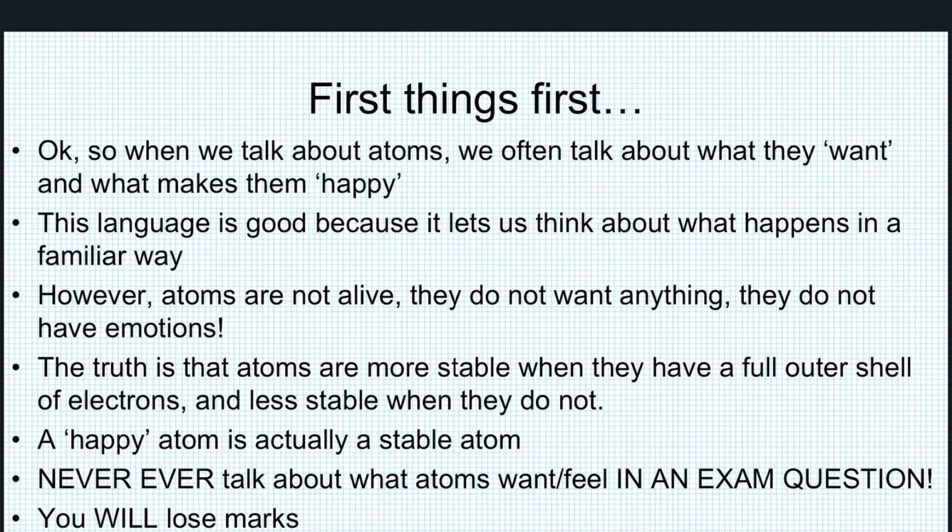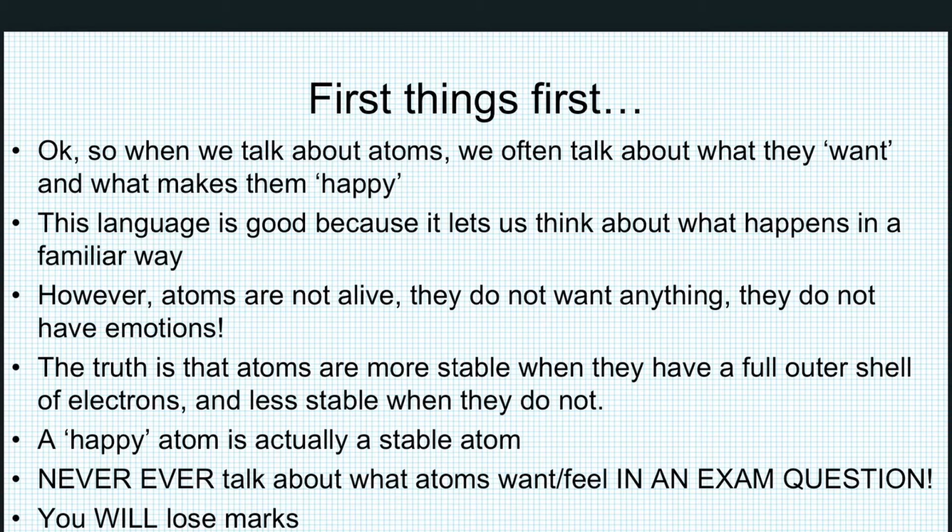So this is really important. When we teach about science, when we teach about atoms and bonding and things like that, we often talk about atoms being happy because they get what they want, and what they want is a full outer shell of electrons. However, atoms can't be happy and they can't want anything because they're inanimate objects.